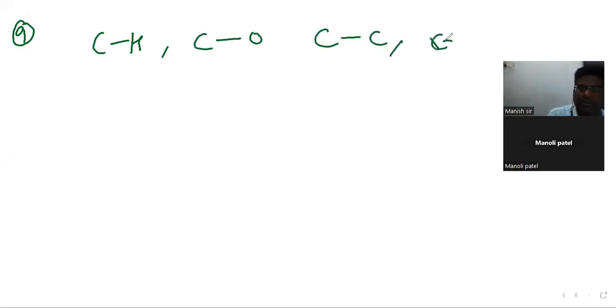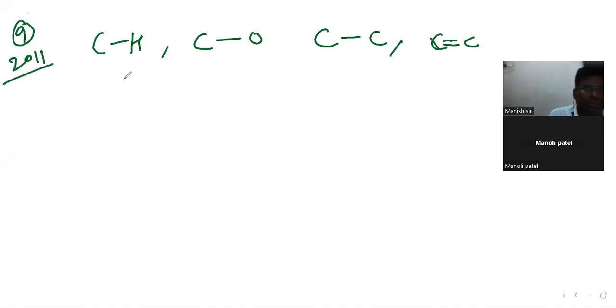Now see question number 9. The correct order of increasing bond length. So some bond lengths are given: CH, CO, CC, and C double bond C. Right. So this is the correct order of increasing bond length. You have to just arrange them in increasing order. It was asked in 2011. So let's see the explanation.